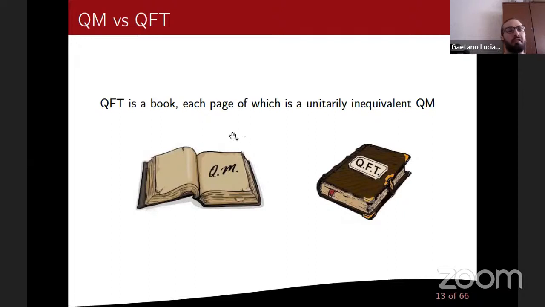Okay, so we can think the quantum field theory has a sort of book, and each page of this book is a different quantum mechanics. And when I say different, I mean a unitarily inequivalent quantum mechanics. And you put together all these quantum mechanics and you have the quantum field theory.